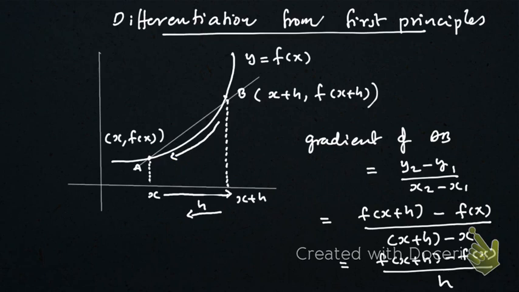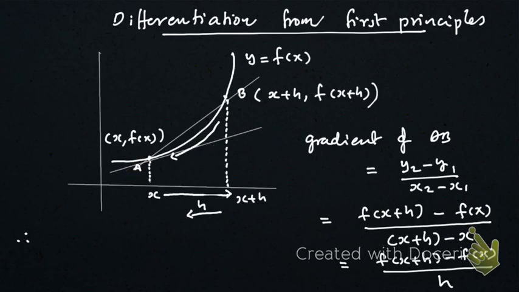And if I say h is becoming 0, oh no, we don't say h becomes 0, we say as h tends to 0, as h becomes very, very small, as h tends to 0, B gets very, very close to A, and in that case your AB turns out to be a tangent there. So AB becomes a tangent.